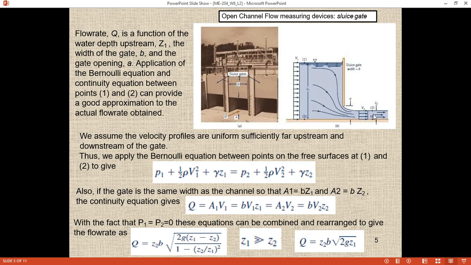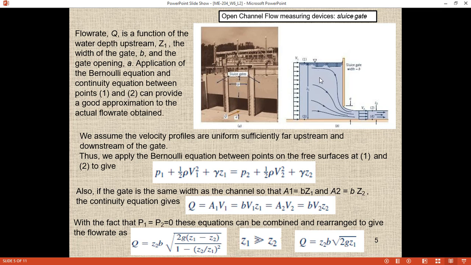So at 2, what is the area? At 2, we have A into B, or rather Z2. This is also called Z2. You can see here, this is Z2 because the area at Z2 will be less than the area of A. This is called the vena contracta. So this is B into Z2 into V2. Now we have to find out the flow rate, so you can apply the values of V1 and V2.